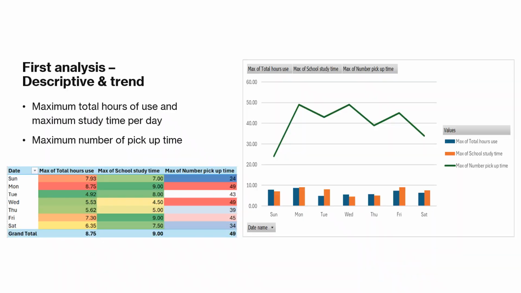And for this chart, instead of mentioning the minimum hours, I will describe the maximum hours. So my maximum total hour use is 8.75 hours. Maximum of school time is 9 hours and maximum number of pickups is 49 times.